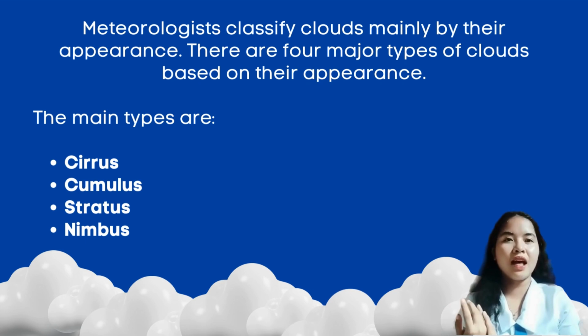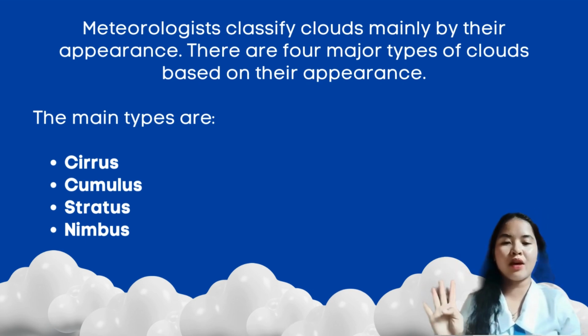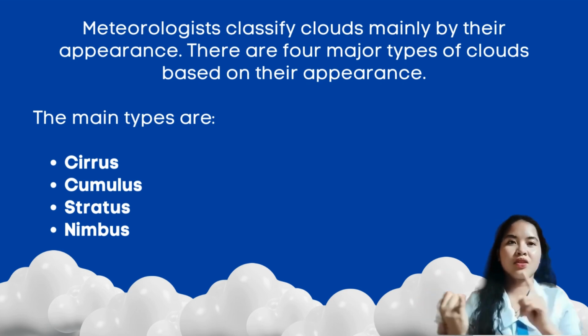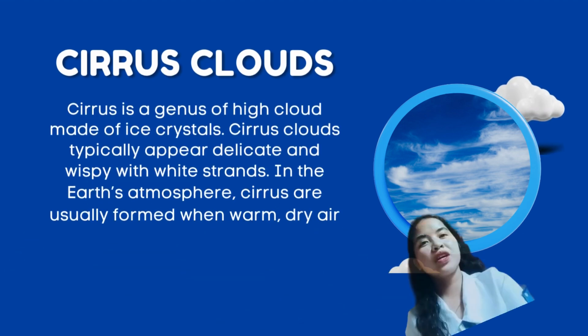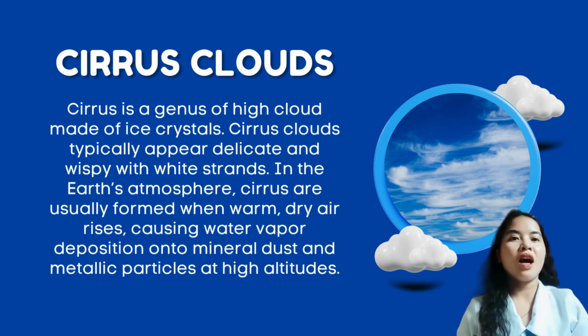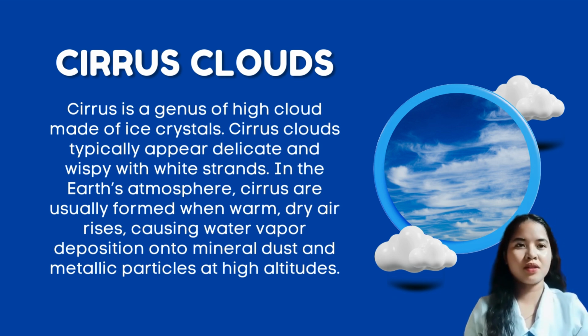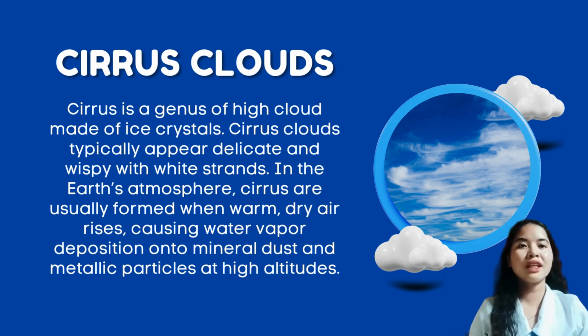Meteorologists classify clouds mainly by their appearance. There are four major types of clouds based on their appearance: the cirrus, cumulus, stratus, and nimbus. Cirrus clouds are thin, wispy, feathery clouds that appear high in the sky and are made entirely of ice crystals, also called hair-like clouds. Found at a high altitude of about 20,000 to 40,000 feet or 6,000 to 12,000 meters.